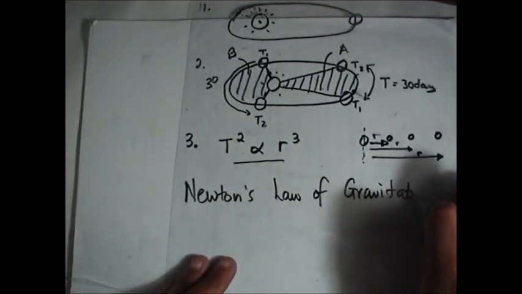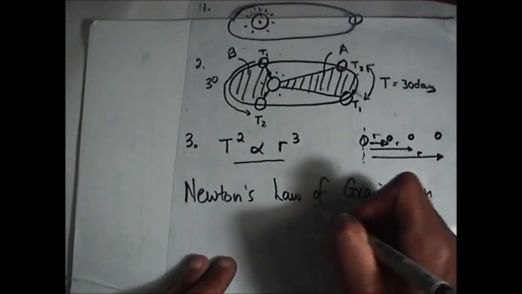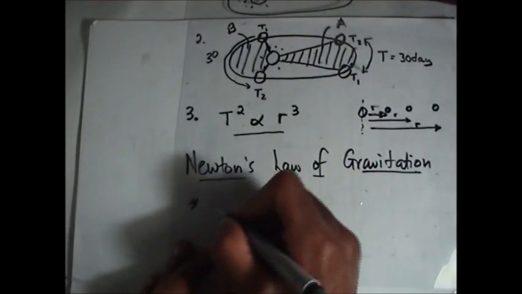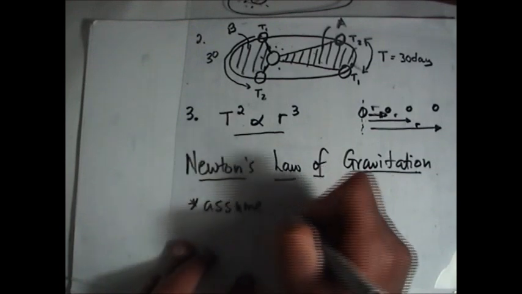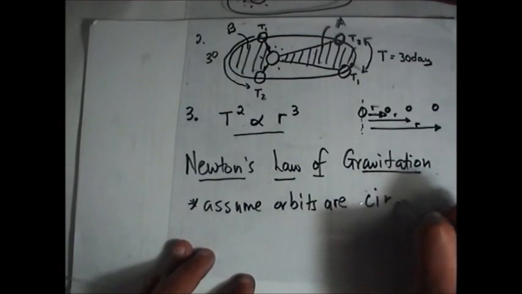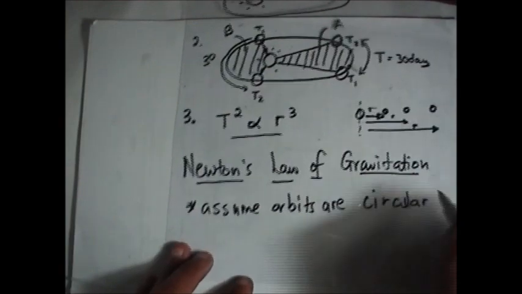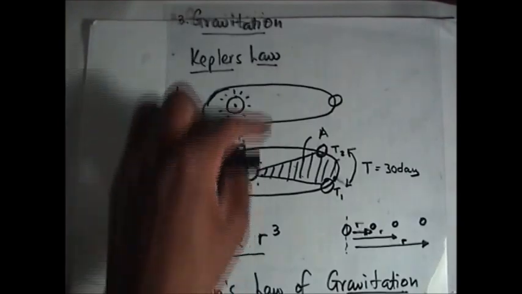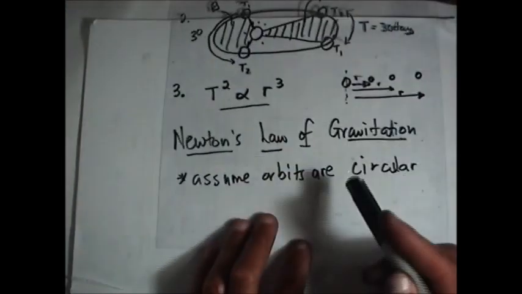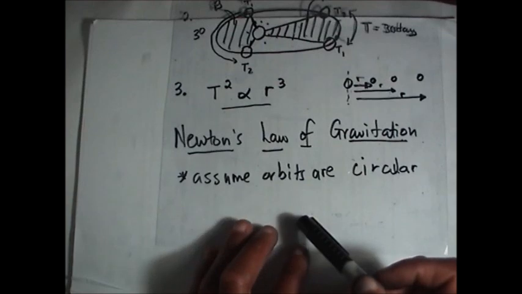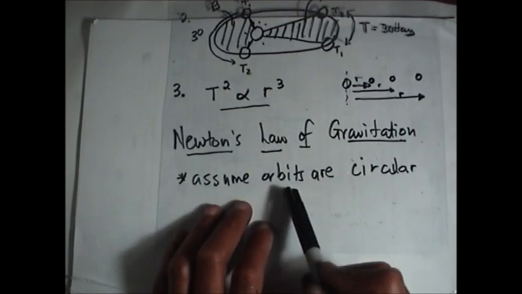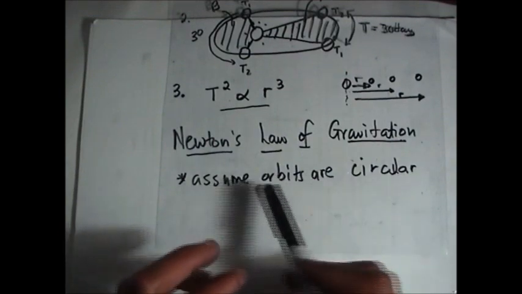Along came Newton, and Newton made some assumptions. The first assumption is one we are going to make: we are going to assume orbits are circular. You know, from Kepler's first law, he said that orbits are elliptical, but for simplicity's sake, we are going to assume that the orbits are circular. This is what we are going to assume.